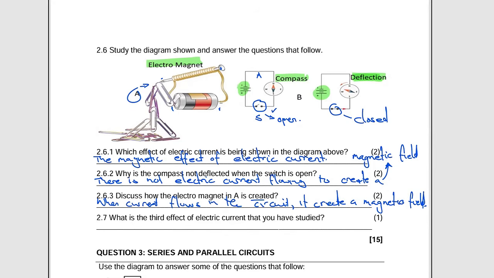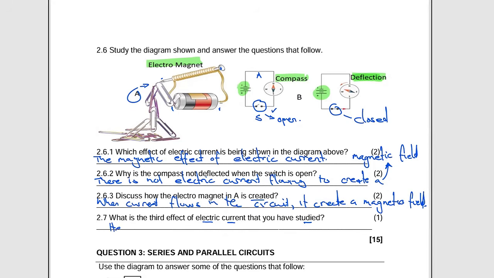Then 2.7 there, it says, what is the third effect of electric current that you have studied? The third effect of electric current that you have studied is referred to as the heating effect.